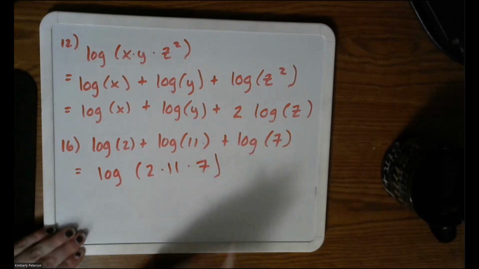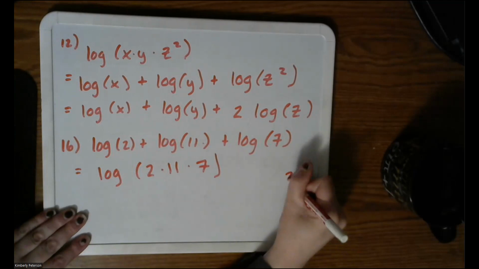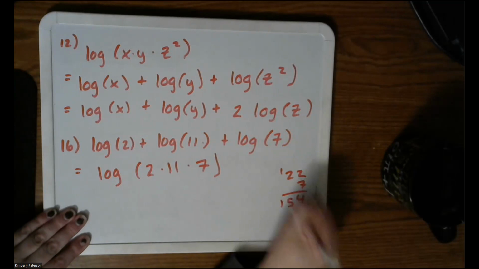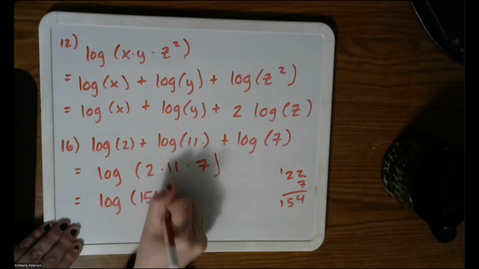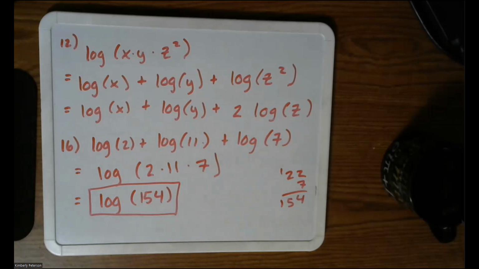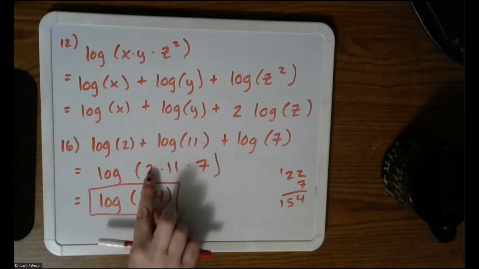In this case, 22 times 7 gives me 154. And then just some critical thinking. For most of these problems on the assignment, there wasn't a base given. So what is the base assumed to be? Good, excellent, Natasha. If there is no base, you assume it to be 10. Excellent work, 2 times 11 times 7 in the log, so log of 154. Perfect.